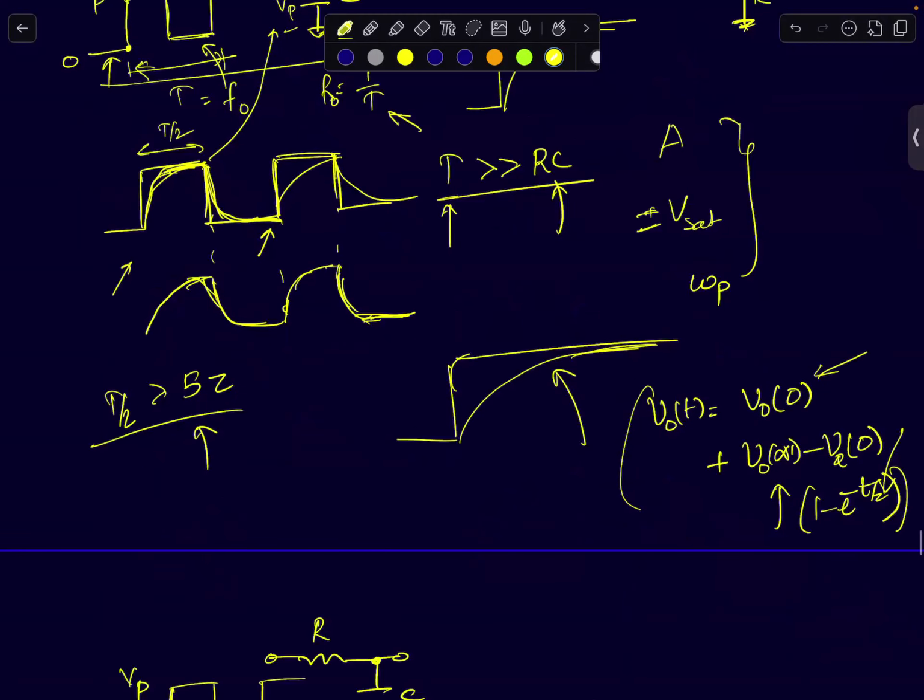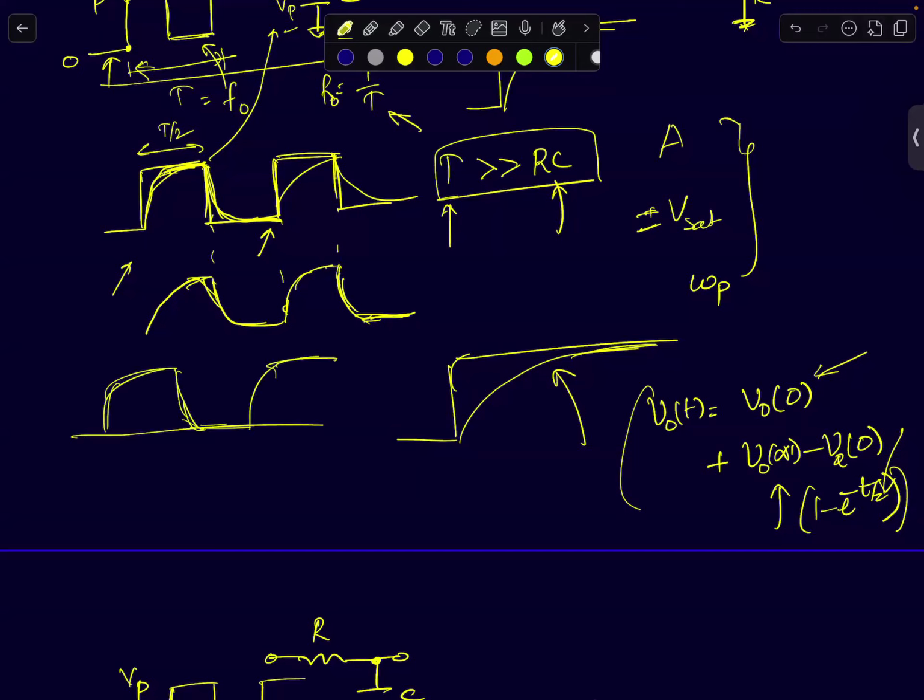So if you plot these waveforms on an oscilloscope, provided this condition is met where your time period is much greater than the time constant, you will see a waveform which looks nearly like a square wave, but near the edges, you'll see a first order rise and first order fall. And I'll give you an example where you will see this.